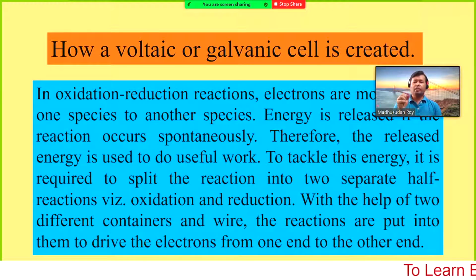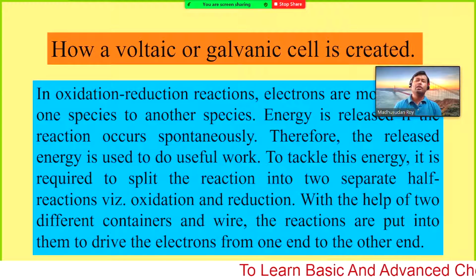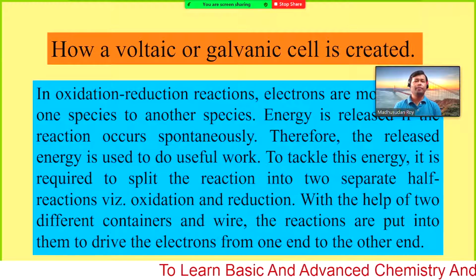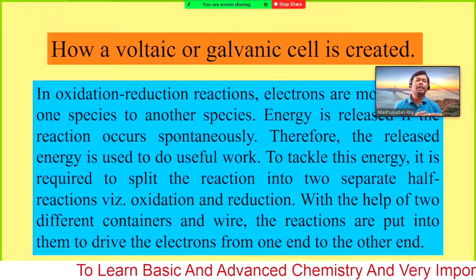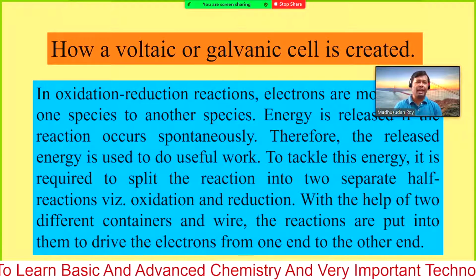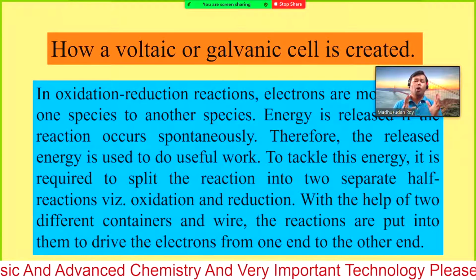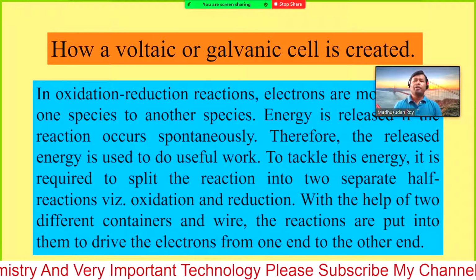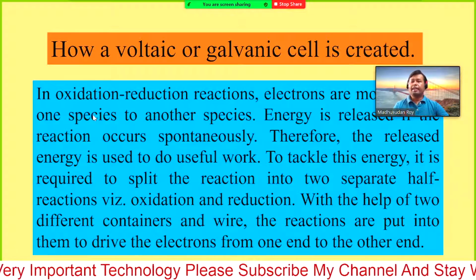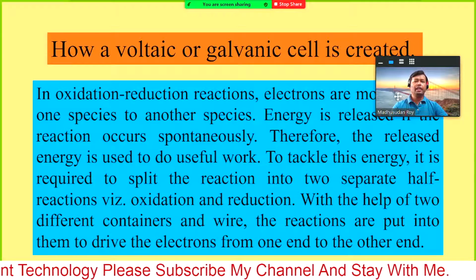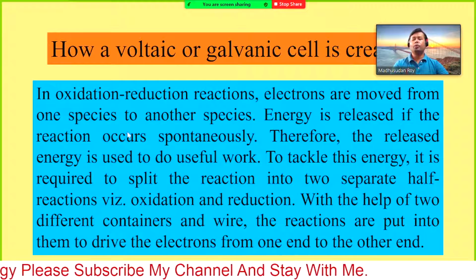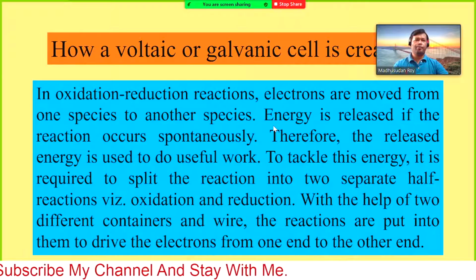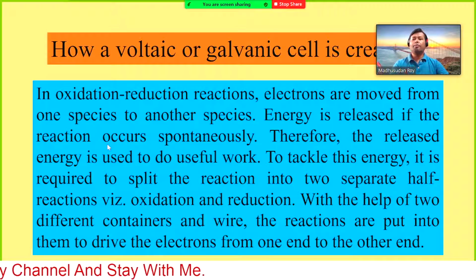If electron is given, then this is one process, and electron is accepted. So wherever electron is given, definitely there should be something that accepts the electron. Therefore all the reactions can be considered as oxidation reduction reactions. Now in oxidation reduction reactions, electrons are moved from one species to another species. Energy is released if the reaction occurs spontaneously.